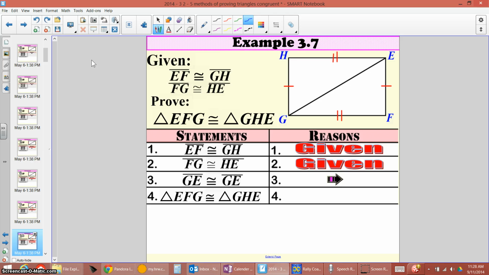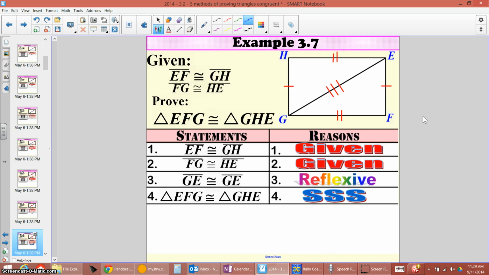Now GE is congruent to GE. Right here. Why would I make this statement? What's the reason behind it? Reflexive property. You need to mark it on the diagram and give the reason for it. Very, very important that you remember these reasons and you can give them to me for proofs, because it's coming. This chapter is all about proofs, being able to go step for step and tell me why things are the way they are.